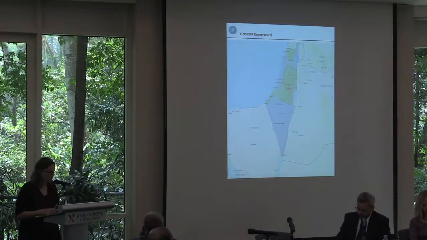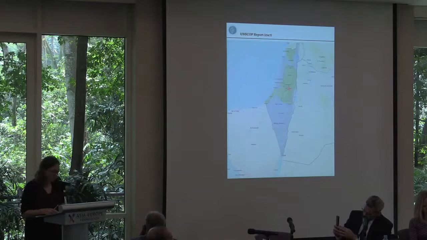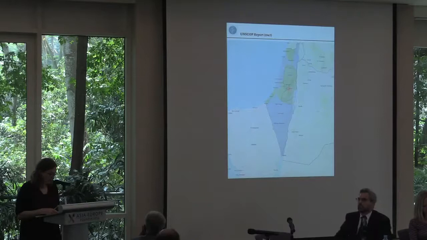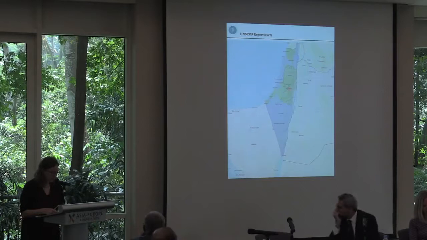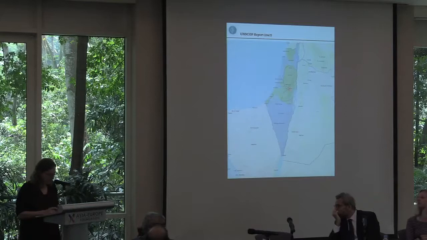The UNSCOP members, on the other hand, were drawn from a range of countries with different approaches to interests in the Palestine question, and a number of which explicitly gave their representatives the freedom to develop plans and vote as their consciences dictated rather than as their national interests lay. There's a very different set of interests and parameters at play.